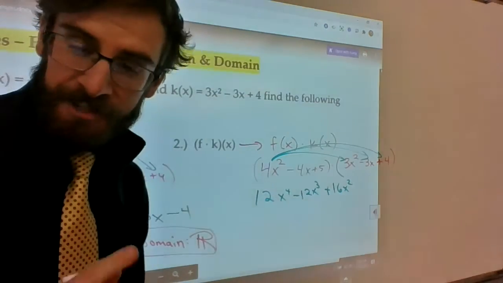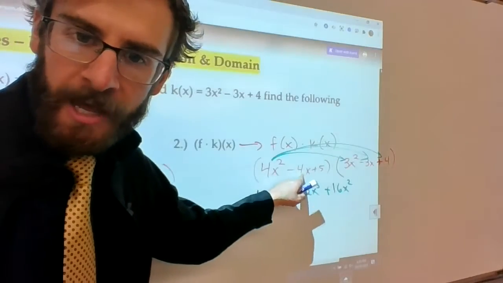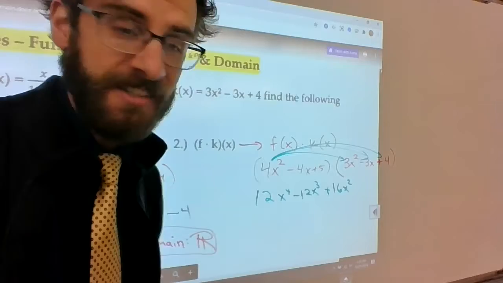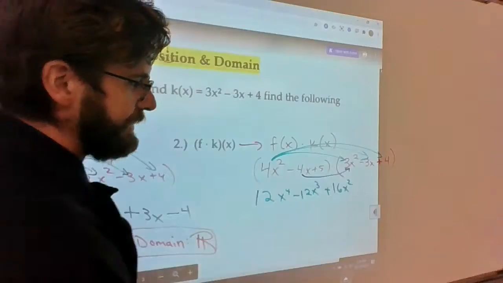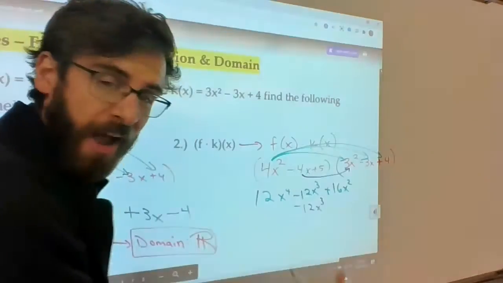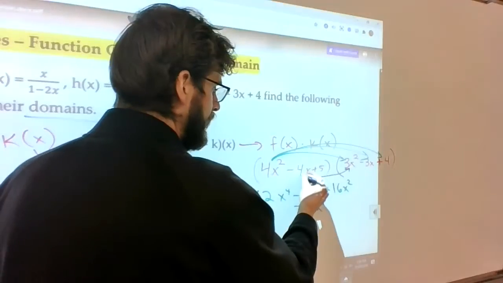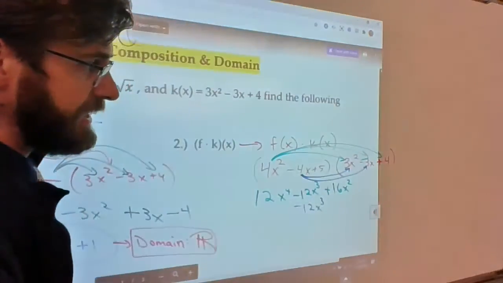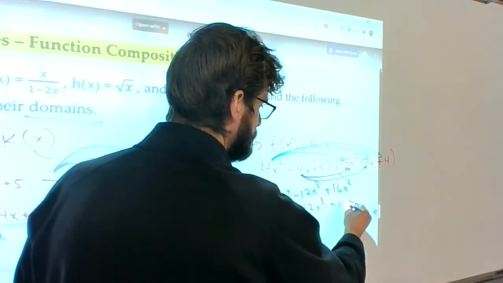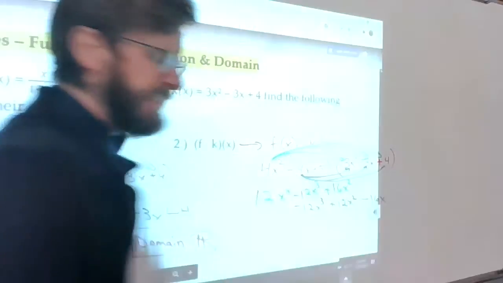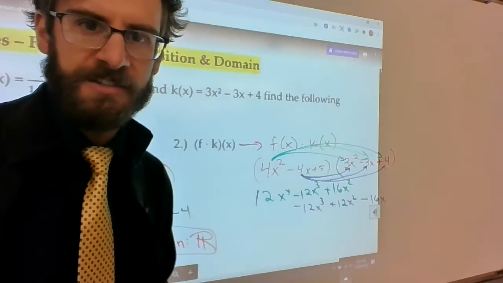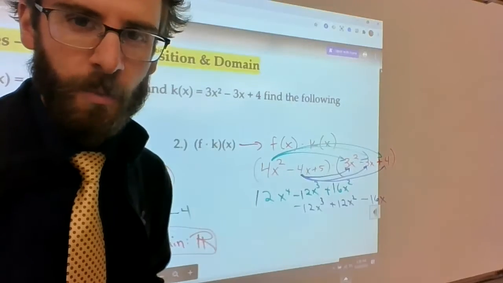For the second calculation, taking everything times negative 4x, I'm going to actually stack the like terms as I see them. So negative 4 times 3x squared is negative 12x cubed. So I'm just going to put it right underneath my other x cubed term. Negative 4x times negative 3x is going to be positive 12x squared. And then negative 4x times 4 is going to be negative 16x. Does that make sense? I'm stacking the like terms as I see them because it'll be easier to organize my thoughts when I have to compute at the end.